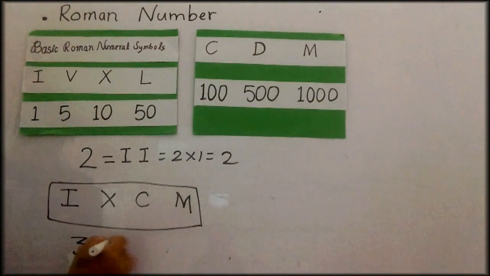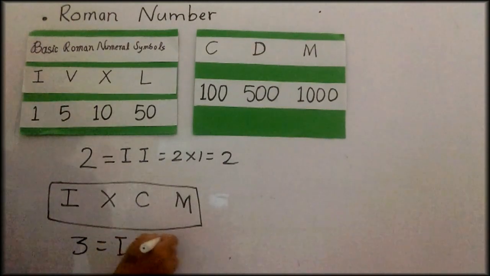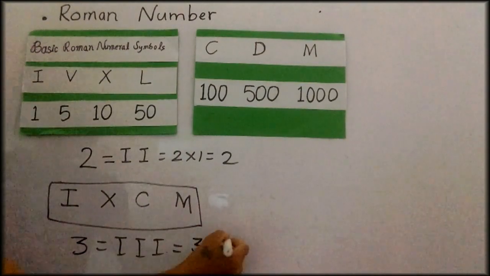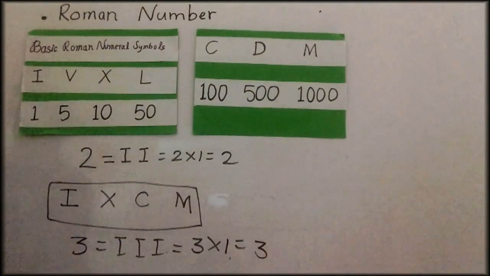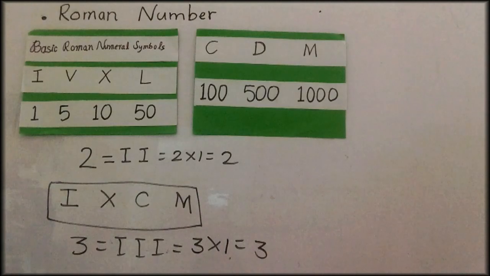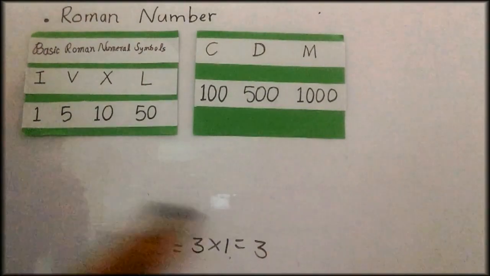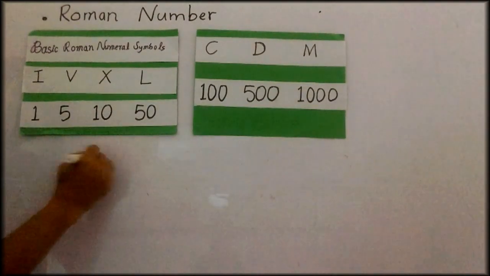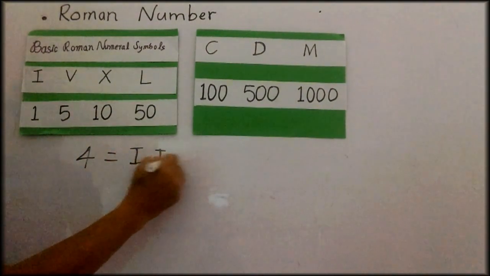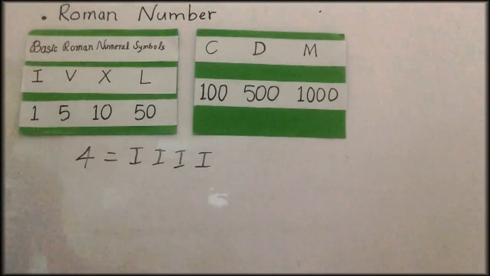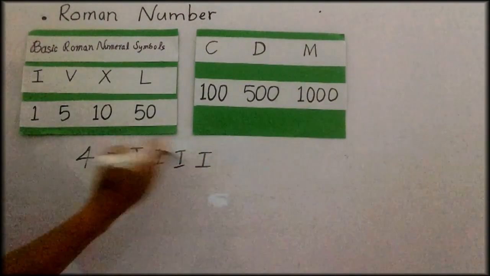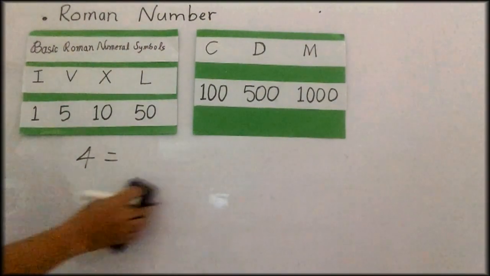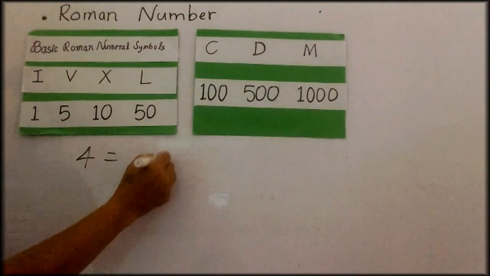Similarly, how can you write 3? So 3 means III: 3 times I, each representing 1, which is 3. Look at another example. How can you write 4? We cannot repeat I. As I already told you, we cannot repeat I more than 3 times. So how can you write this?